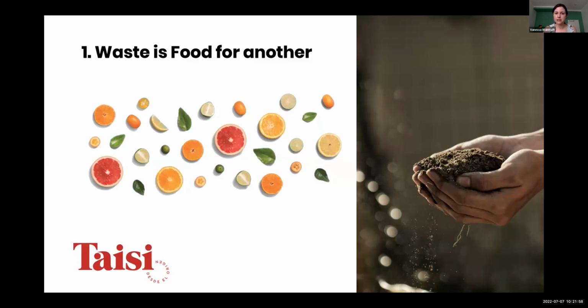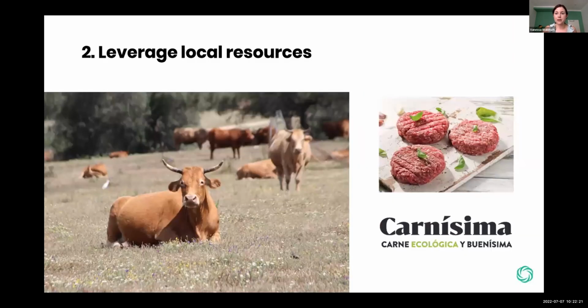And in their case, the substances that they don't need anymore, or that are not used in the jam directly, they can compost and use either in their own processes and plantations of fruits, or give it to other suppliers. And another important principle is to leverage local resources.